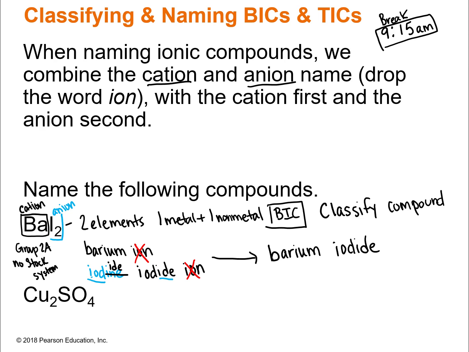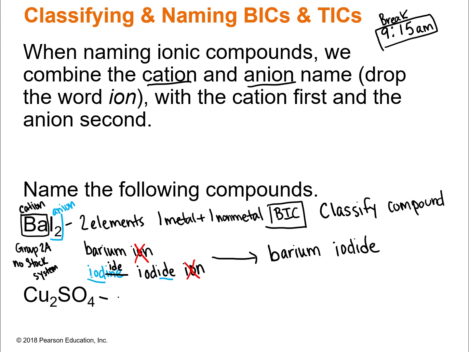To write the full name of the compound, you get rid of the word ion from each of your named ions and you smush them together. Barium iodide. Does that make more sense? Let's do one more example.